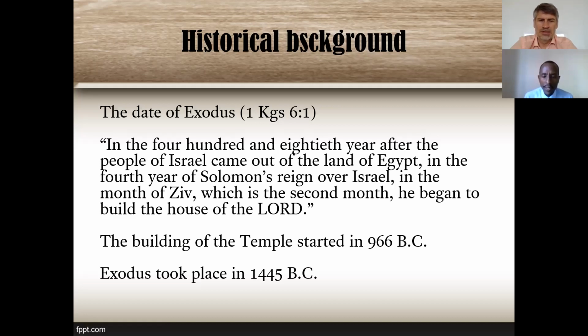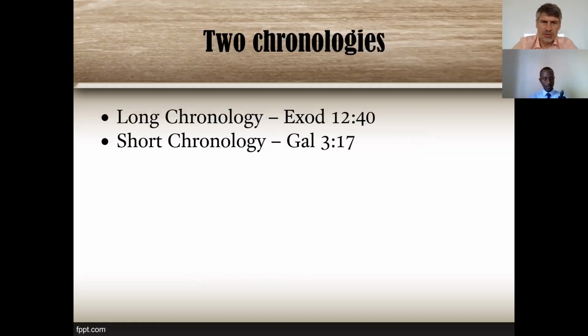Of course, there is another tradition, and according to it, the Exodus took place during the reign of Ramses II, in the 13th century. But we still believe in this date, and most of the conservative scholars believe that Exodus took place in the 15th century. And when we speak about the chronology, we have two chronologies, long chronology and short chronology.